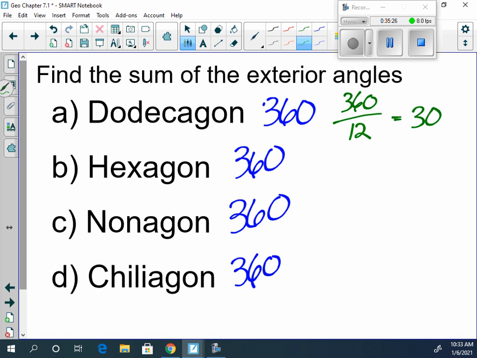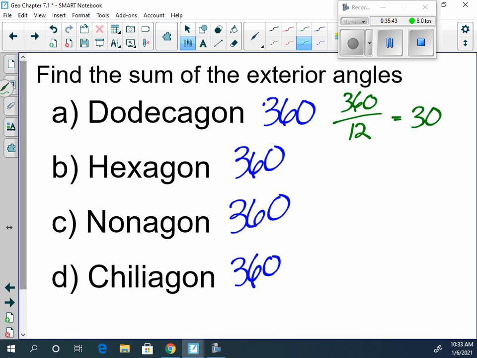Because to find one of them, we can do 360 divided by n. That's not bad. We can do it with all of them. We just divide it by the number of sides. Any questions on this here? Any questions on any of this here so far?